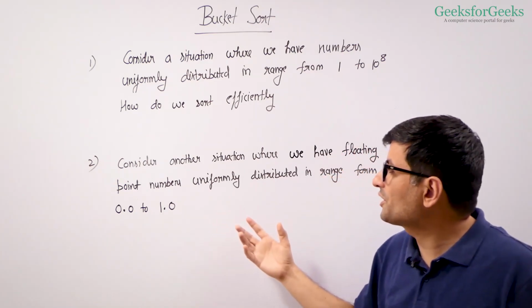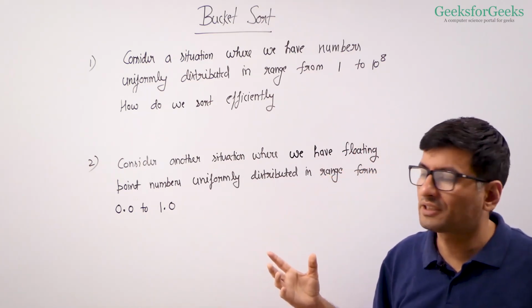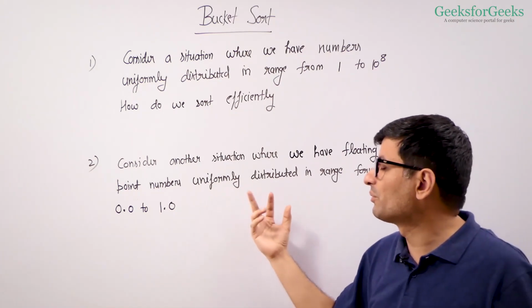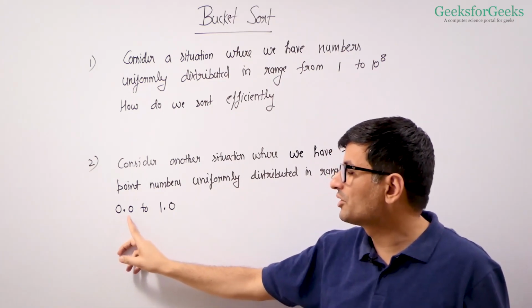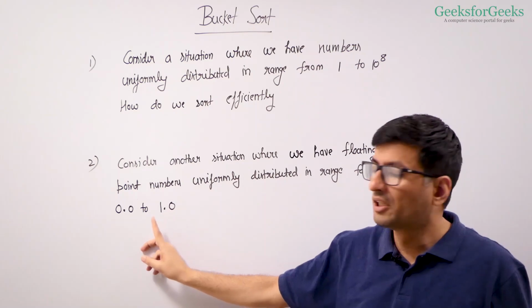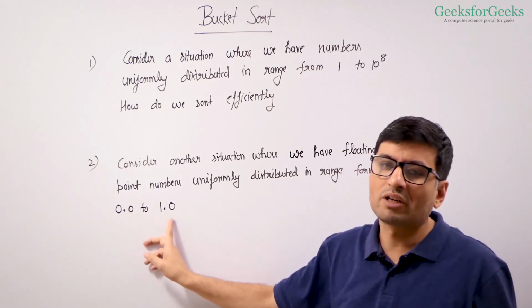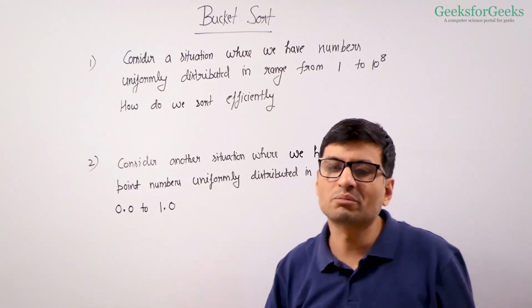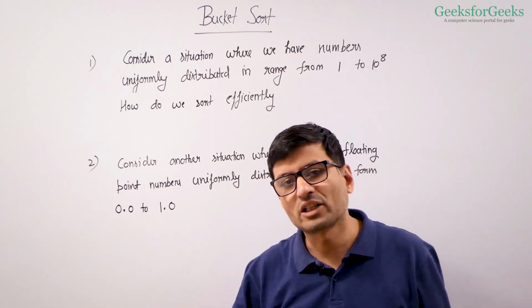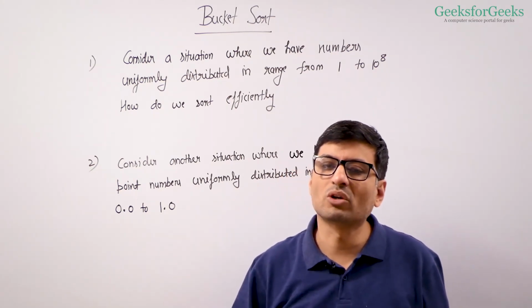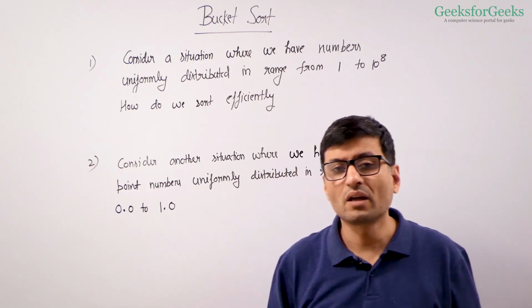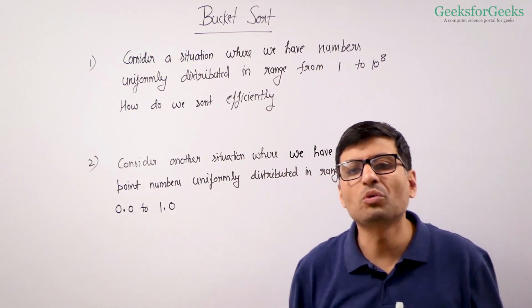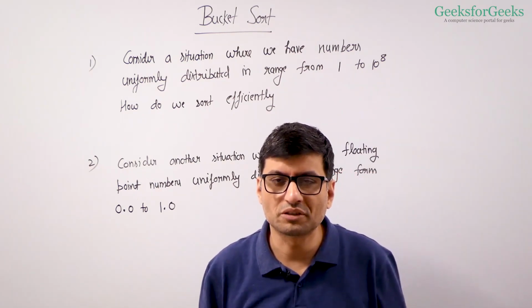In the second situation, we have floating point numbers, and these numbers are again uniformly distributed in range from 0.0 to 1.0. So 0.0 is included and 1.0 is excluded. So all the numbers are greater than or equal to 0.0 and smaller than 1.0. Now let us clarify what we mean by uniform distribution.